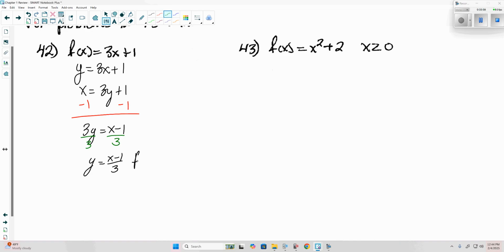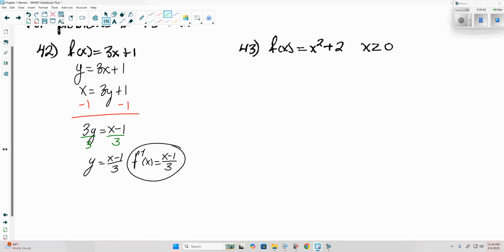Or another way to write it is saying that f inverse of x is equal to x minus 1 over 3. Questions on 42?